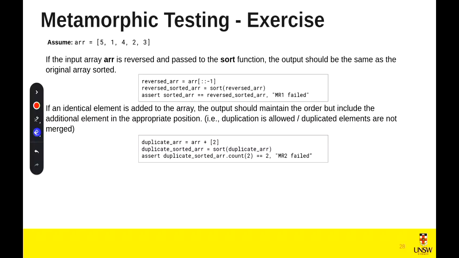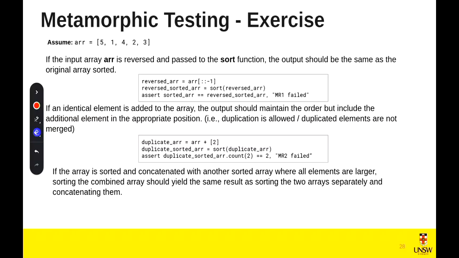What we can do is select an element. For example, we can select 2 here, then sort the duplicated array, and check whether 2 appears 2 times or not. If there are two 2s in the sorted array, it has passed this test. And if there's only one 2 left after sorting, then we may have encountered some kind of error.